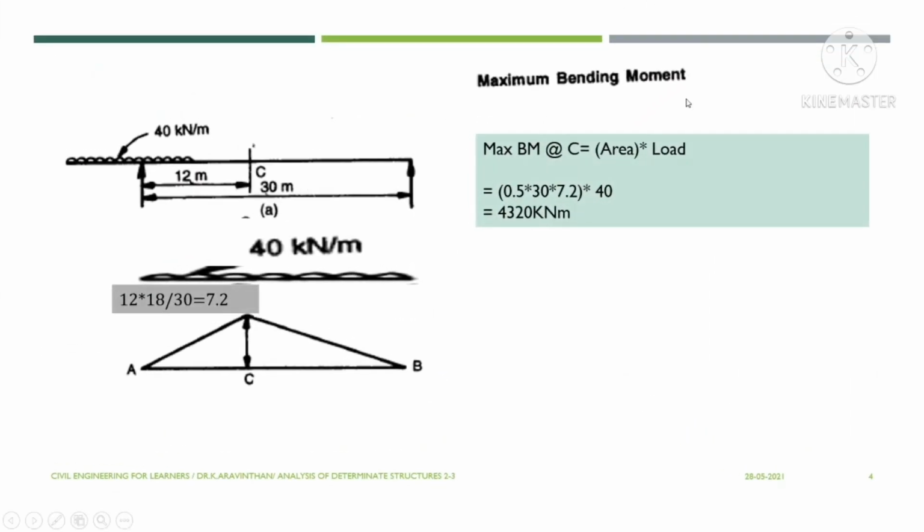And if you want the maximum bending moment at point C, what we have to do is find the influence line diagram for point C.